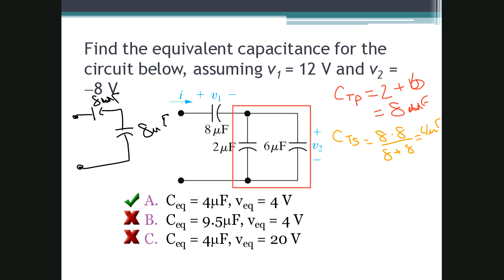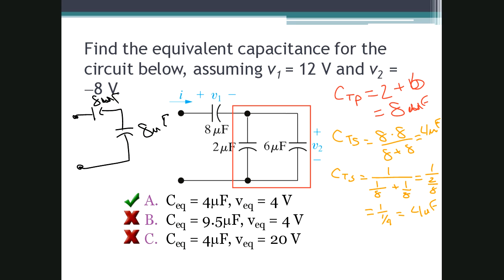Now, for some of you who like that other formula, 1 over C equals 1 over 8 plus 1 over 8. What do we get here? We get 1 over 2/8, or 1/4. Then 1 over 1/4 equals 4. And so we have 4 microfarads, in case you wanted to look at it that way.